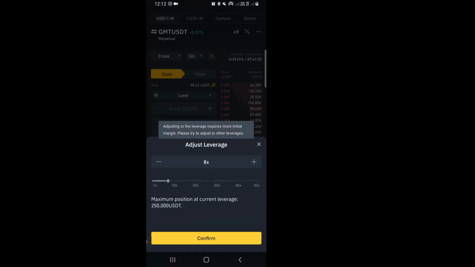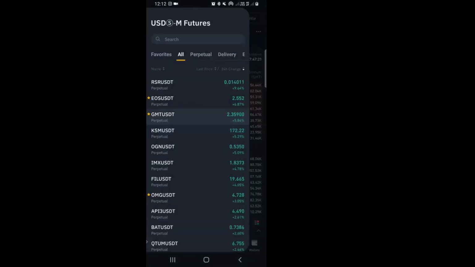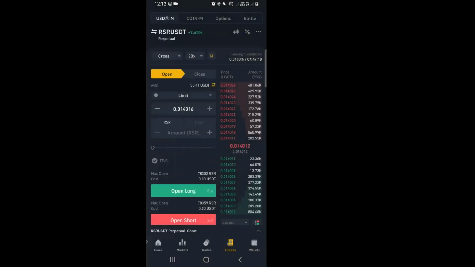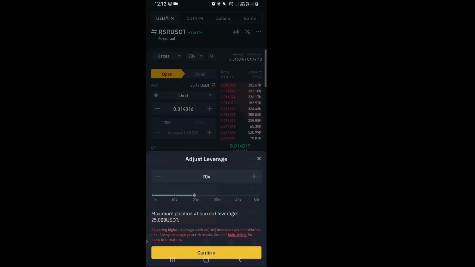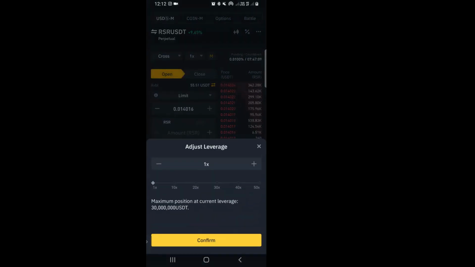maybe because, okay, it's GMT, sorry. I already have an open GMT. Let's find another coin. That's why it's giving me those notifications. You can see this coin, RSR, by default is 20x. If I move it downwards, let's see the magic now.